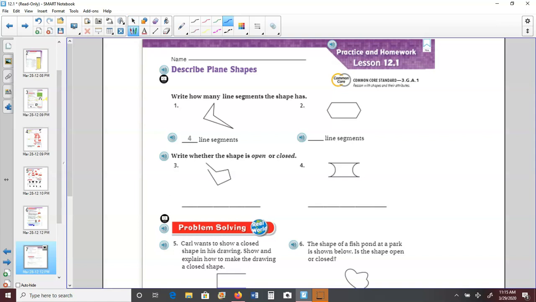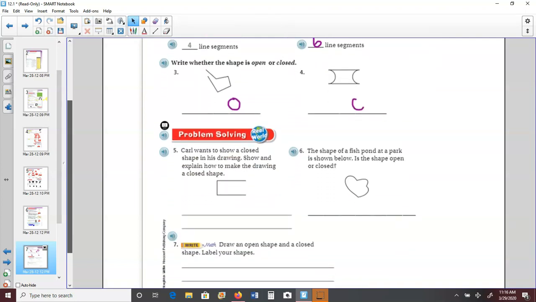All right, so to get started checking over our answers here, boys and girls, it says to write how many line segments the shape has. The first one was done for us. You can see and trace and count that there are 4 line segments. On number 2, 1, 2, 3, 4, 5, 6. 6 line segments. Number 3, tell whether the shape is open or closed. I can very clearly see number 3 is open, and number 4 is a closed shape. All of the sides are connected, even though they're not all straight.